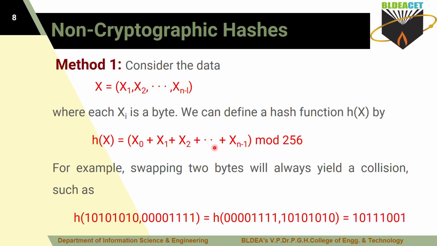One byte means 8 bits. X0 is 8 bits of data, X1 is 8 bits of data, and so on. For those data bits you perform the logical add operation. After applying the add operation to the binary bits, to the result you apply the modulus 256 operator. The result you get after performing this is your hash value.